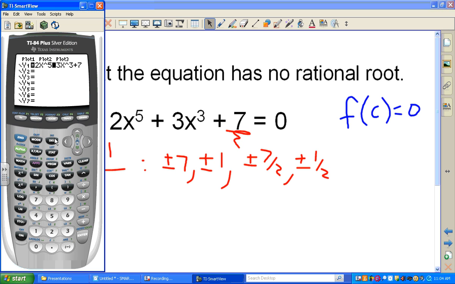So I'm going to go to second and table set, which is right above the window, I believe. It says table set. Table start I really don't care about. In calculus it matters, but here it doesn't. And I want my table set up on ask for the independent and dependent, I want auto. That means I'm going to type in an x value and it gives me the corresponding y value. Does that make sense? All right, so now I'm going to go to second and table.